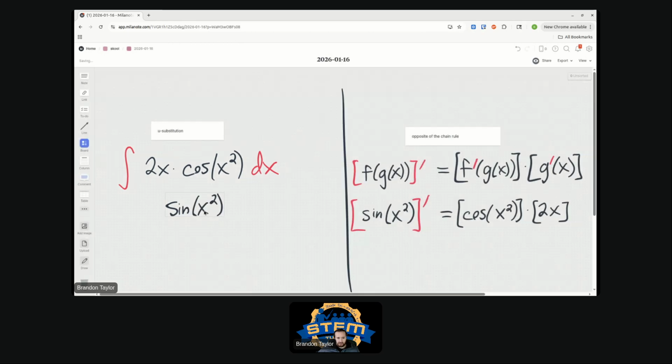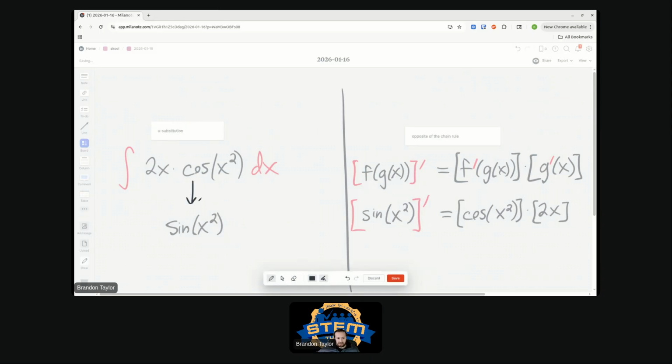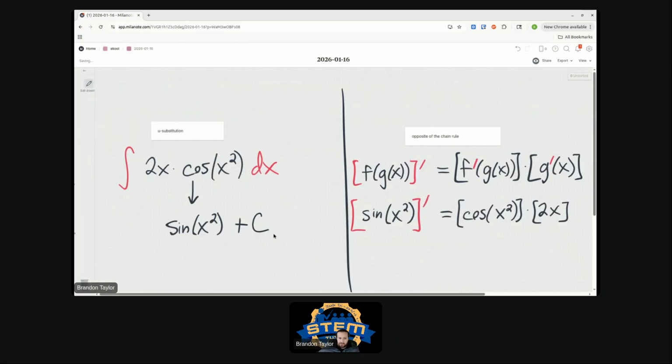Now, how does it do that? I haven't explained that yet. There's a systematic process you can go through to do it, and that's what we're going to talk about today. But I'll just say sine of x squared plus c, and you always need that plus c with integrals.